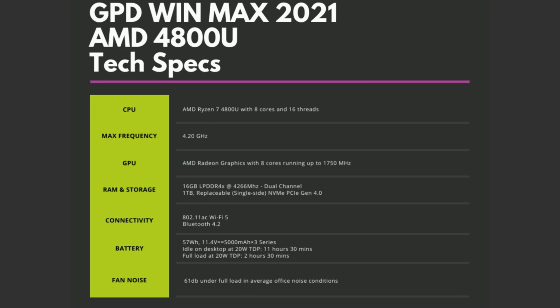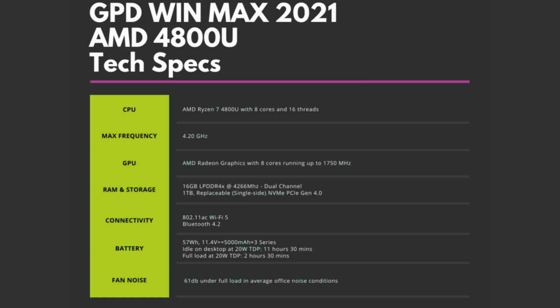There's a couple of differences between the AMD and Intel models. For wireless, there is Wi-Fi 5 and Bluetooth 4.2, whereas the Intel version has Wi-Fi 6 and Bluetooth 5. One other difference is that the AMD model does not have Thunderbolt ports, so you would not be able to use an eGPU for example.